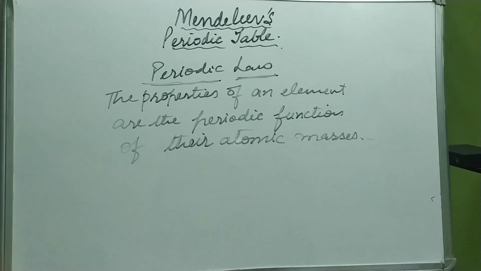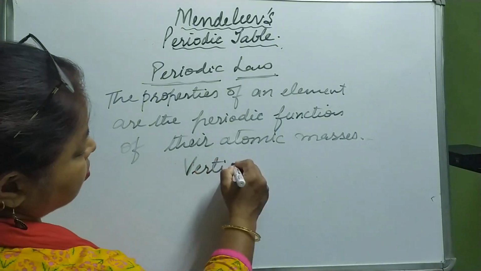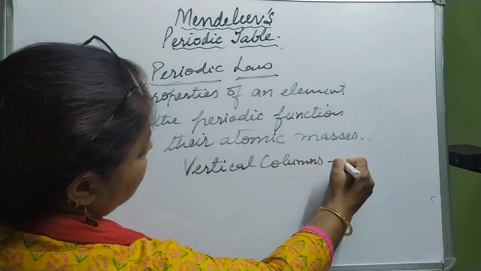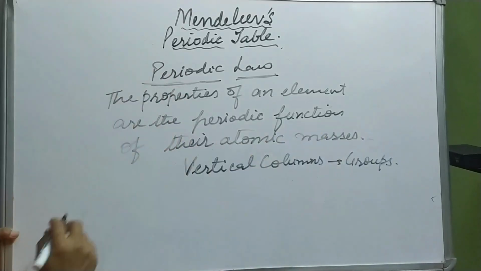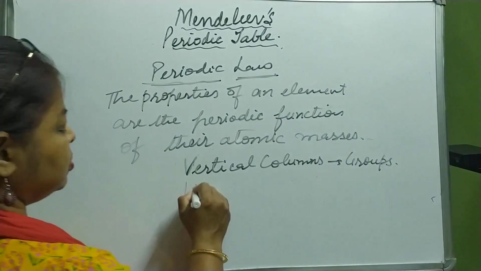Now, he gave a periodic table which contains some vertical columns and called them groups. Okay, and some horizontal rows.